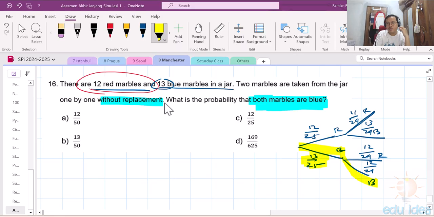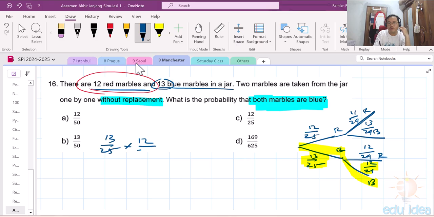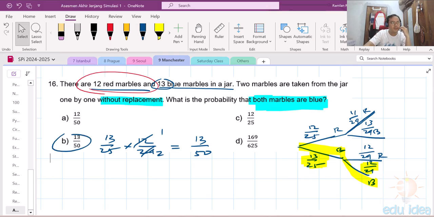So you can see that you only need to multiply these two numbers, right? It's 13 over 25 multiplied by 12 over 24. We can simplify this, it becomes 1 over 2, right? So that'll be 13 over 50, and that is the answer. Option E. Okay. Next, let's go to number 17.